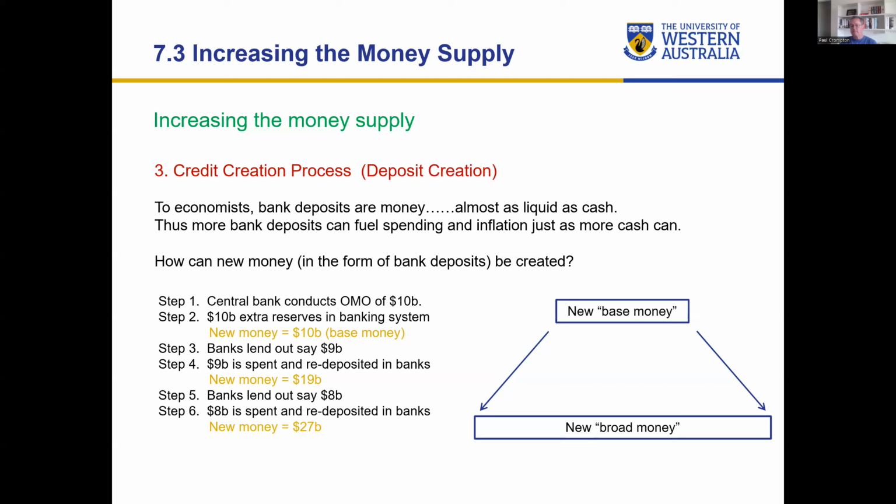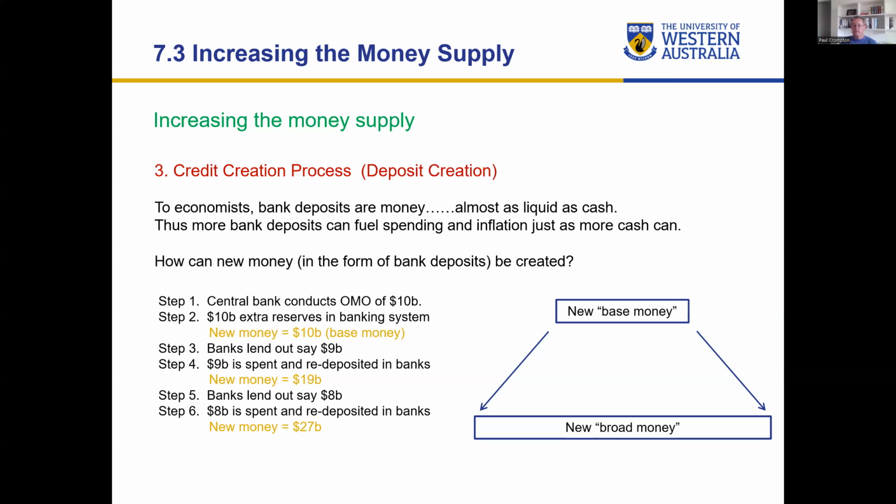So the banking system, in a sense, has received $10 billion because one of its customers has sold $10 billion worth of bonds. And by lending $9 billion out, the banking system has magically created $9 billion worth of new money in the form of a $9 billion bank account deposit.